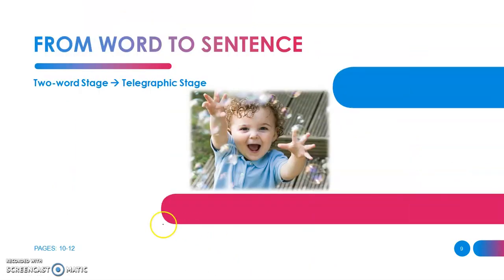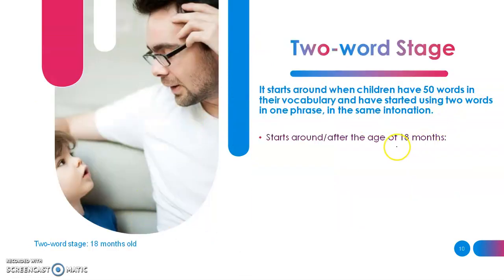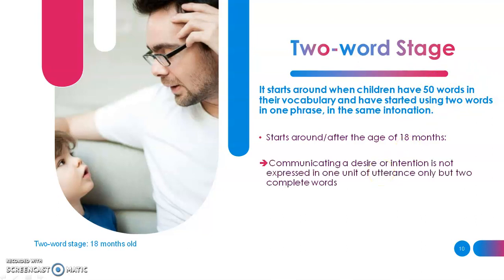Here we move from word to sentence: the two-word stage and then the telegraphic stage. The baby is now around 18 months, that is a year and a half, and by then the baby has around 50 words. Of course, it might take longer than this with some children, or be earlier. During that time, we have the two-word stage, in which the child communicates a certain need or desire using two complete words. Usually these words contain a noun and the other would be a verb or a preposition.